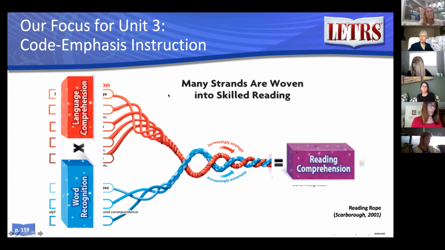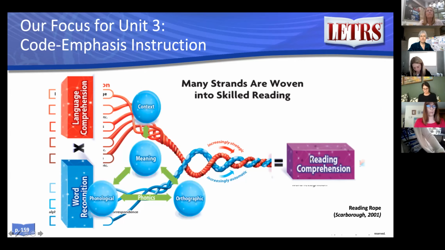Then we also introduced the simple view of reading and how we can overlay in a more simplistic visual the tenets of the interaction, because there's a multiplication sign between word recognition and language comprehension. And that lower half, just as we follow the rope, has to become increasingly automatic. And in language comprehension, we follow those strands, and they're always becoming more and more strategic for life, both leading to reading comprehension.